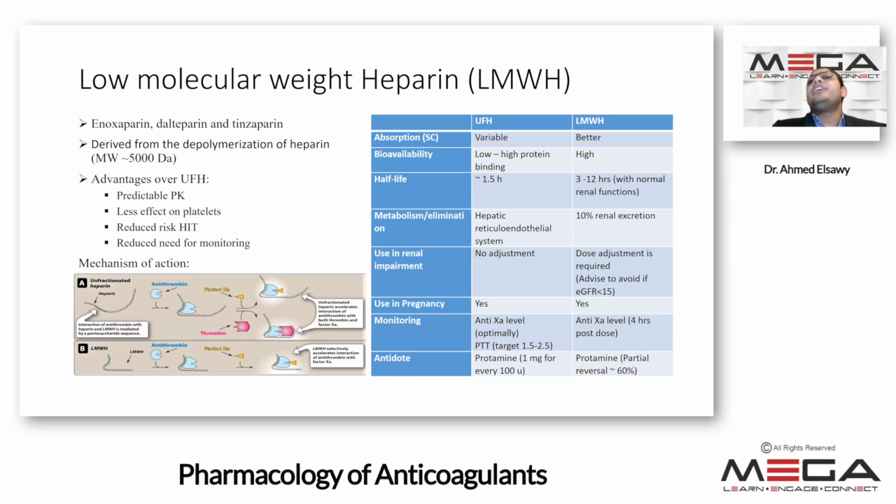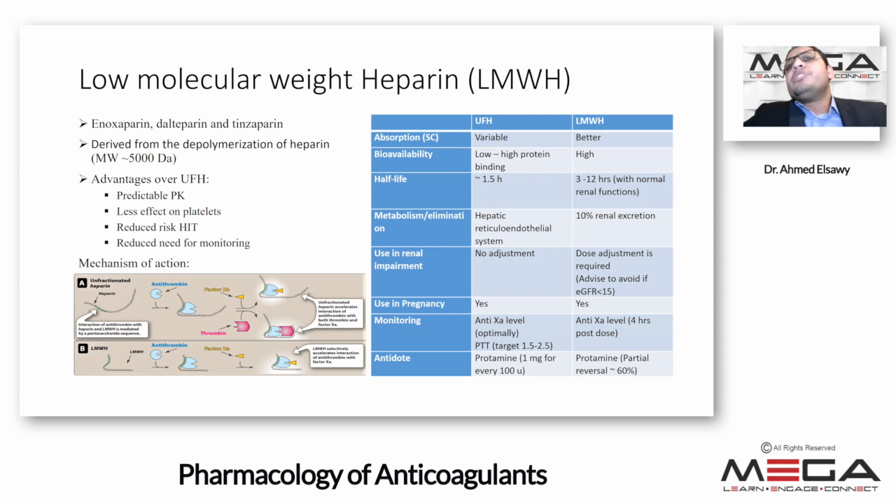Monitoring: ideally, unfractionated heparin should be monitored by anti-factor 10 level, but most units, critical care units, target the partial thromboplastin time, targeting 1.5 to 2.5, and different units have protocols for adjustment of the heparin infusion dose according to the PTT. But low molecular weight heparin is monitored by anti-factor 10, measured 4 hours post-dose, because the Cmax, or highest level of low molecular weight heparin, is about 4 hours post-injection.